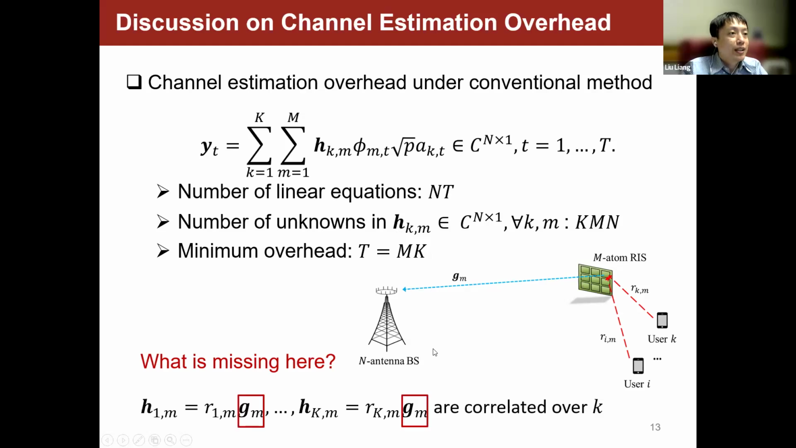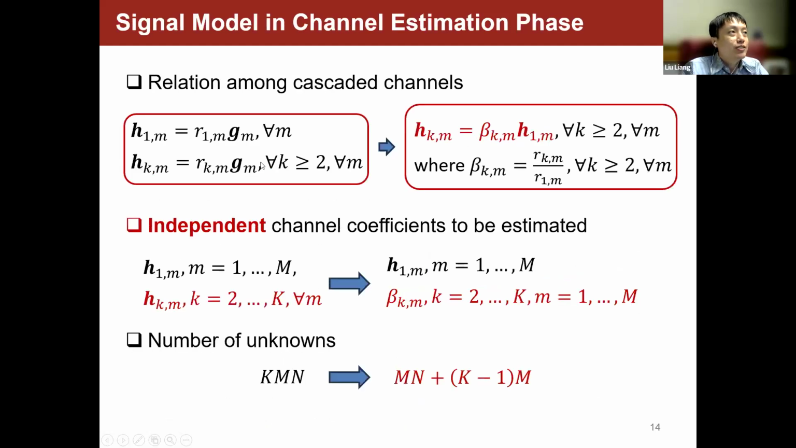What is missing here? Let's look at reflecting element m. If we look at user 1, this H_1m is equal to R_1m times G_m. If we look at user K, H_Km is equal to R_Km times G_m. This G_m is common in all these cascaded channels because it is shared by this channel and by this channel. So although they are two vectors, their directions are the same, just the scalar coefficient is different in these two vectors. So they have strong correlation.